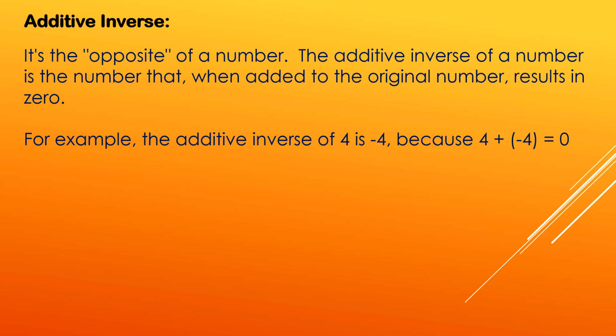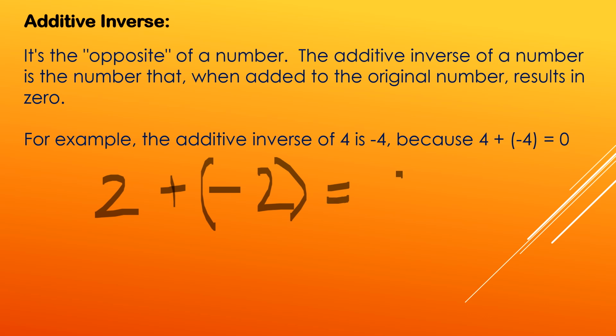What is additive inverse? Additive inverse is the exact opposite of any number. For example, if a number is 2, its exact opposite will be minus 2. And if you add them, you will get 0.